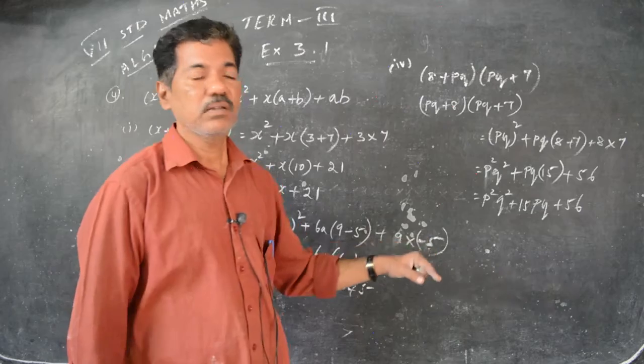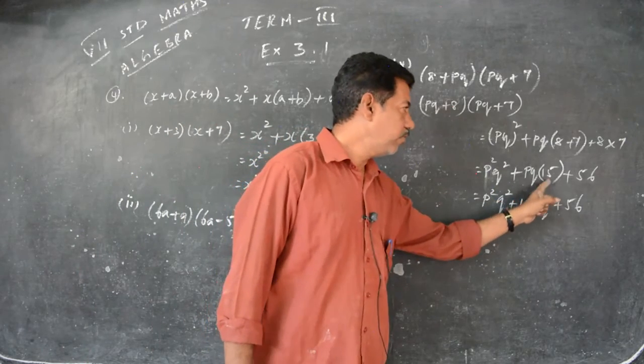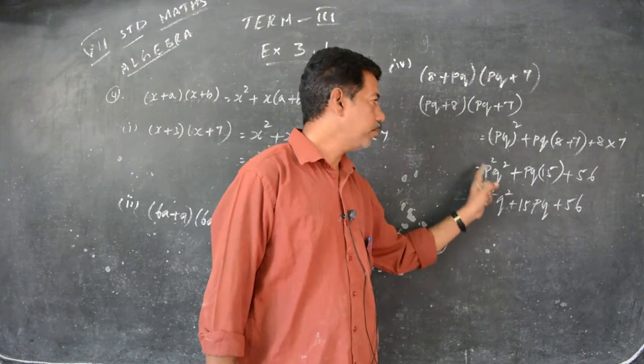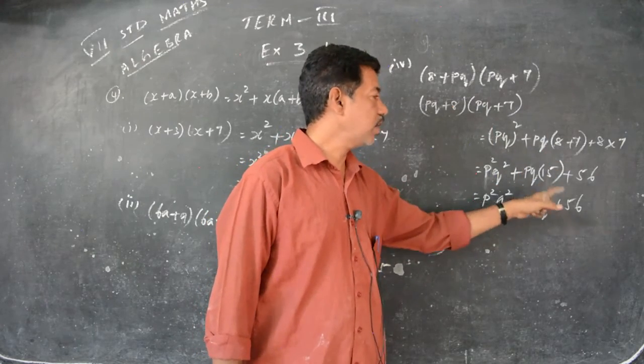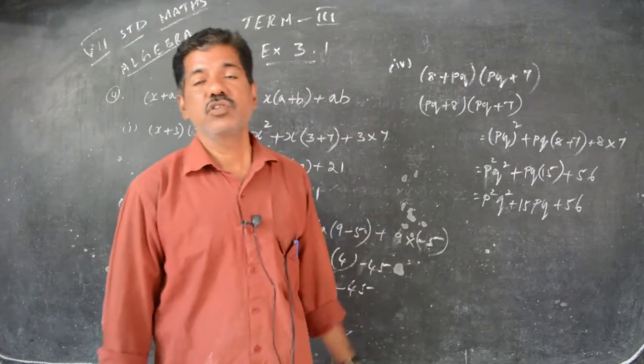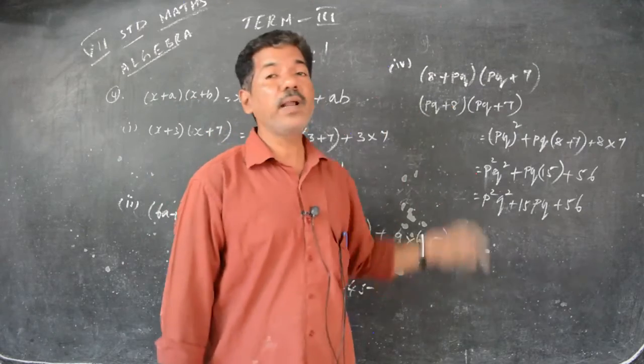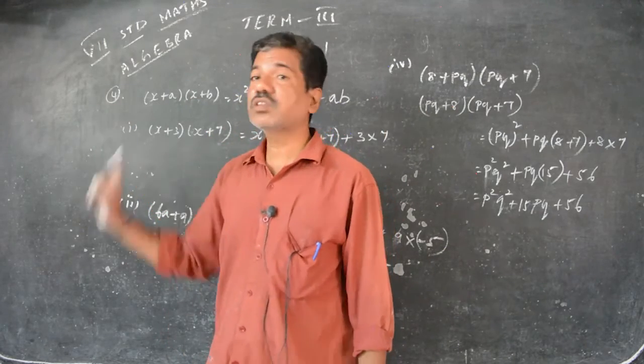You have to multiply 15 into PQ, 15 PQ. Two letters squared give P square Q square. 8 sevens are 56. So this is the fourth sum.